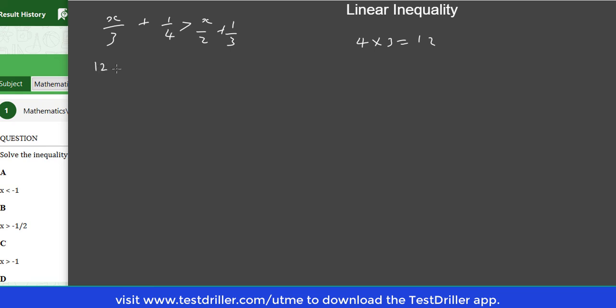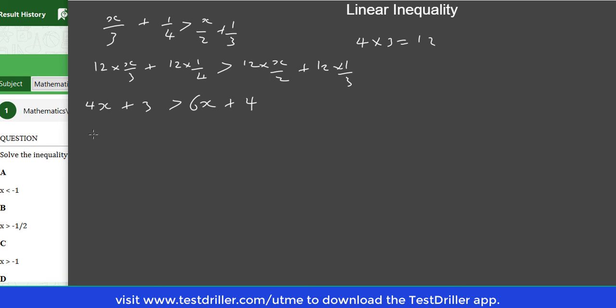Then that means you're going to say 12 times x over 3 plus 12 times 1 over 4 greater than 12 times x over 2 plus 12 times 1 over 3. So this will give you 4x, that's 3 in 12, that's 4x, plus 12 times 1 over 4, that gives you 3, greater than 6x, then plus 4. So the next thing you want to do is to solve for x.